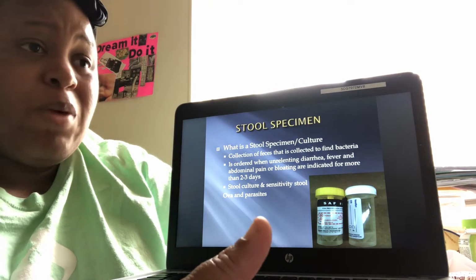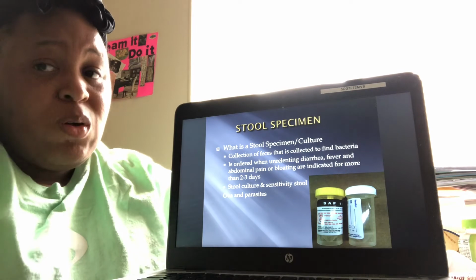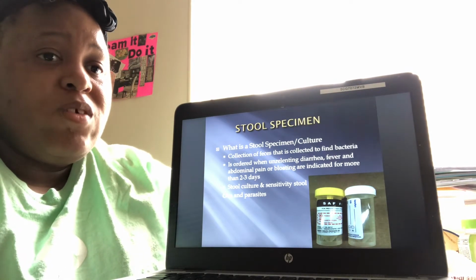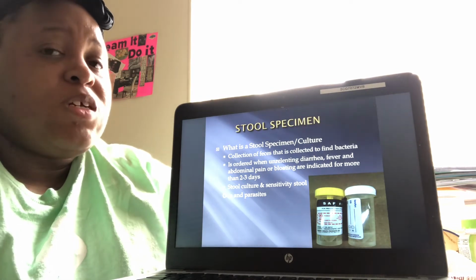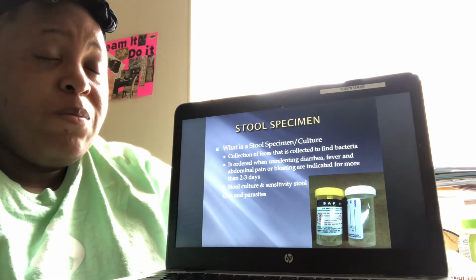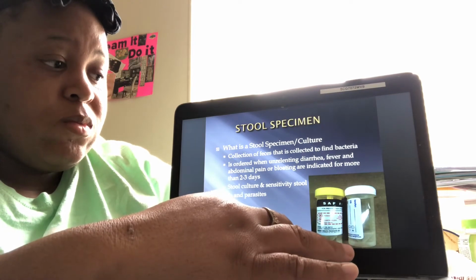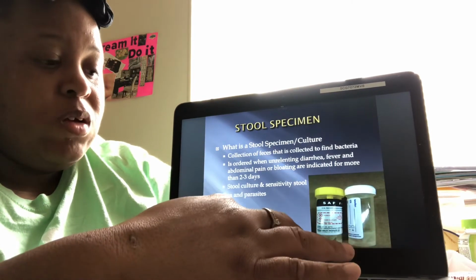Also, it is ordered to find any parasites or bacteria in the stool. Most likely, if it's in a hospital setting, I have seen doctors order it if a patient is suspected of C. diff, most likely from being on antibiotics too long or other things.